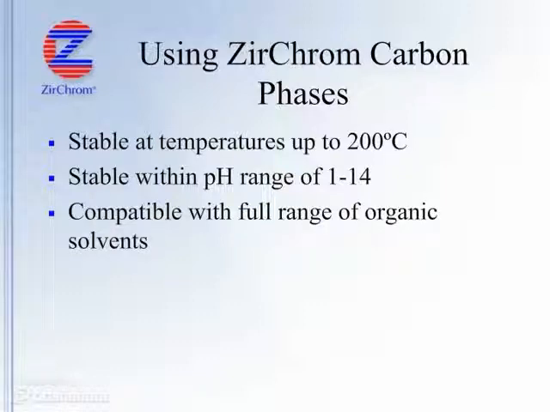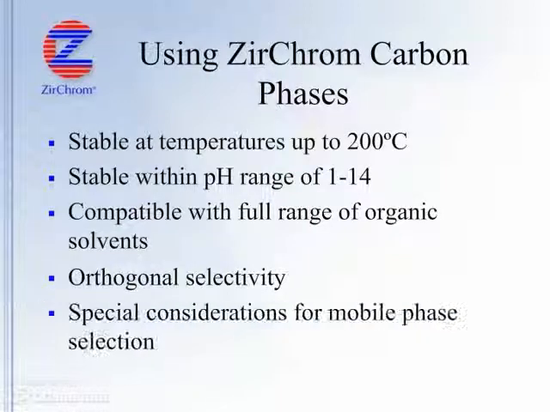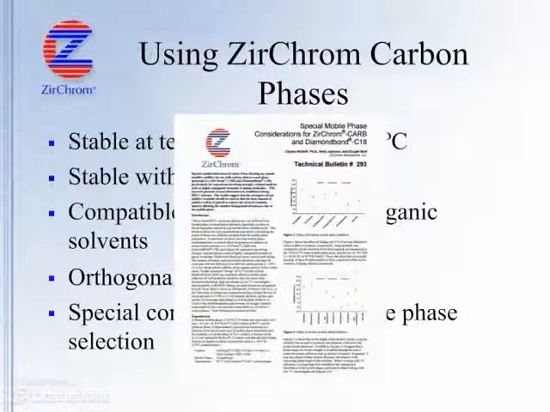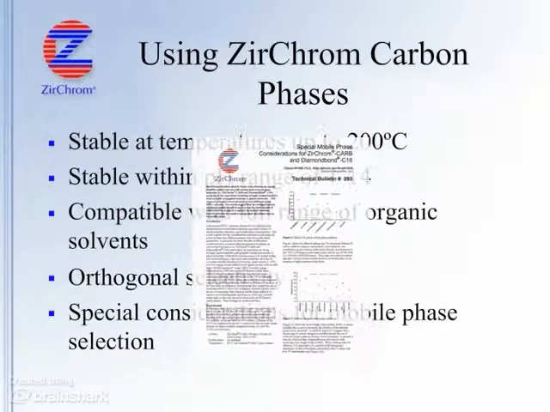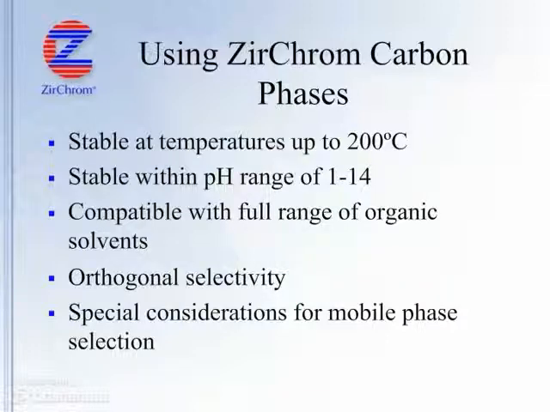The unique surface chemistry of the ZirChrom carbon phases allows for a multimodal selectivity of ionic compounds. The carbon phases have reverse phase, ion exchange, and pi-pi bond interactions. The selectivity of the ZirChrom carb phase is often observed to be orthogonal to that of the typical silica C18 column. In order to achieve optimum performance, special considerations must be made when selecting a mobile phase for a carbon phase. ZirChrom Technical Bulletin 293 covers these considerations in detail and is available at any time on the ZirChrom website.